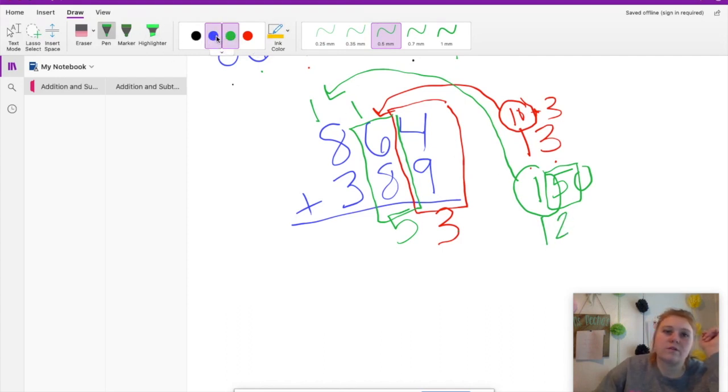We'll go ahead and circle this one in blue. See, we're just learning how to use new technology. Those are our hundreds, so 1200. That's hard to read.